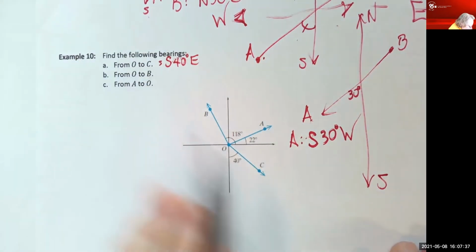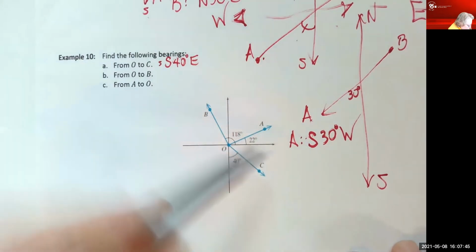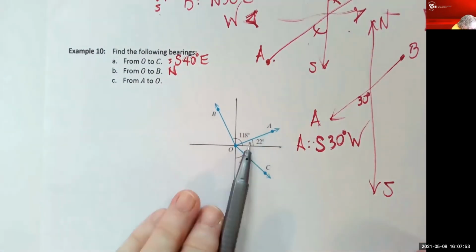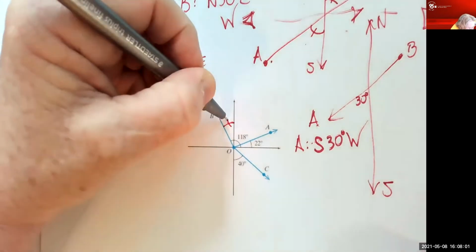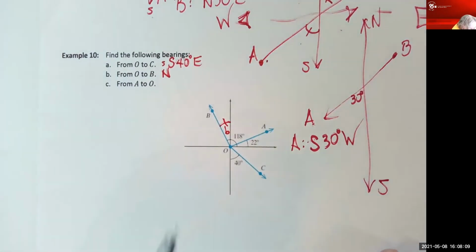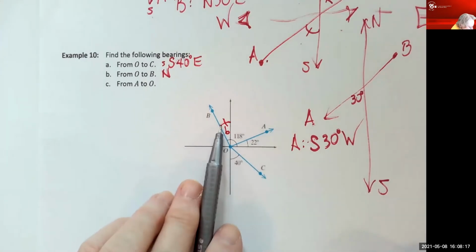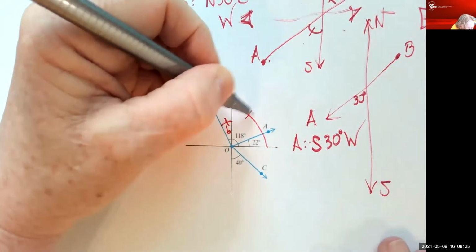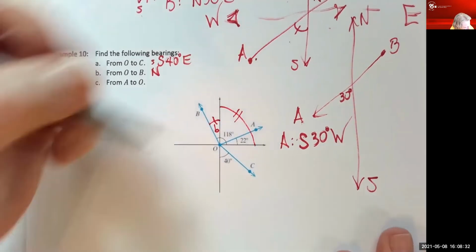What about OB? From the origin to B, the ray OB is above the east-west line, so it's going to be north. They tell us that from the positive x-axis all the way to the ray OB is 118 degrees. The angle we want, let's call it little b. And how can we find little b if we know this whole angle, from the positive x-axis all the way over to ray OB? Well, what is the rest? What is the degree measure of one quadrant? Excellent.